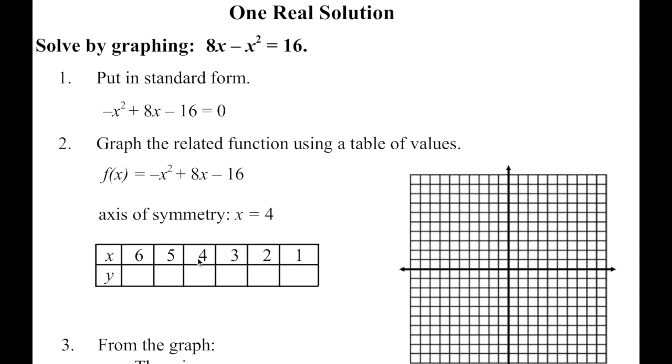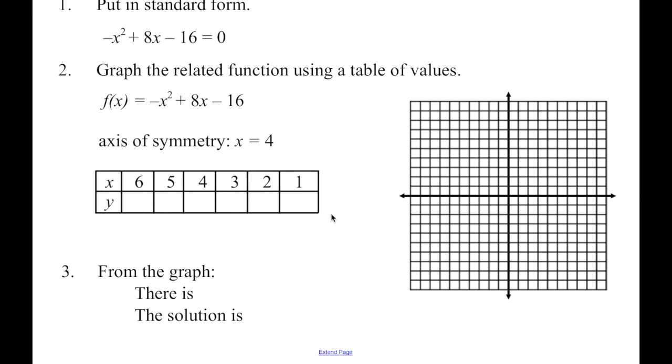Okay, and so this time I've used my value of 4, my vertex value. And if you plug in 4 here and crank out what you get for y, it turns out to be 0. And then on either side, you get negative 1. And then when you plug in 2 or 6, you get out a negative 4. And I added a third value here of negative 9.